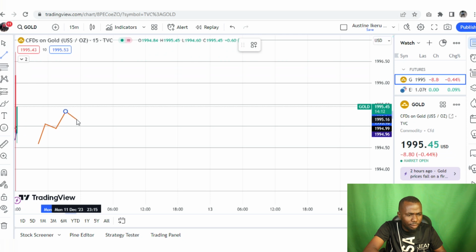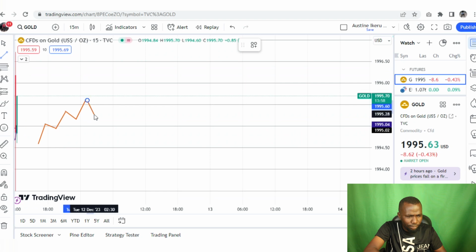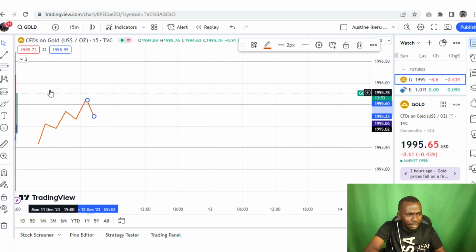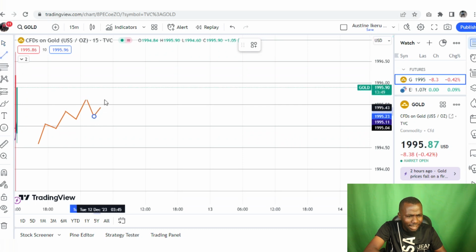Then after that, the trend now makes another higher high, right? Now you can clearly see it. Then after that, the trend now makes a higher low. Are you seeing it now? Then what happened again? The trend now makes another higher high. Are you seeing it now?